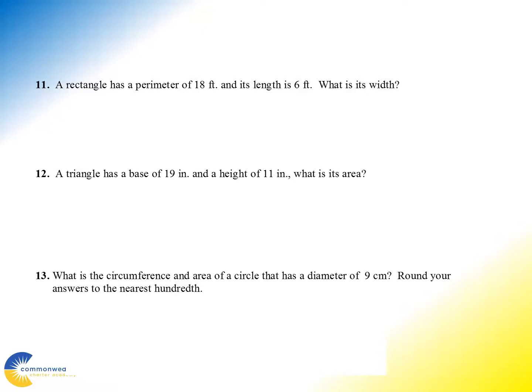Oftentimes when they describe things to you, it's a good idea to draw pictures along with it. Since you're talking about length and width for a rectangle, those are two different sides, the sides that intersect, not the opposite sides, which would be the same. But I do want to know what its perimeter is. They tell you the perimeter is 18, the length is 6.